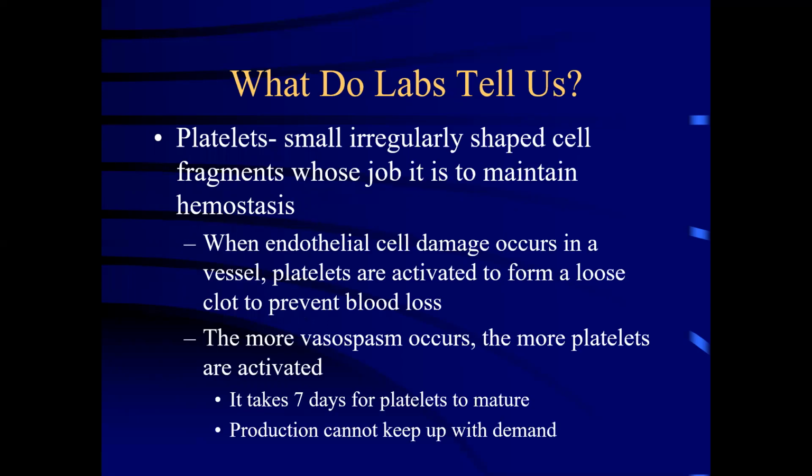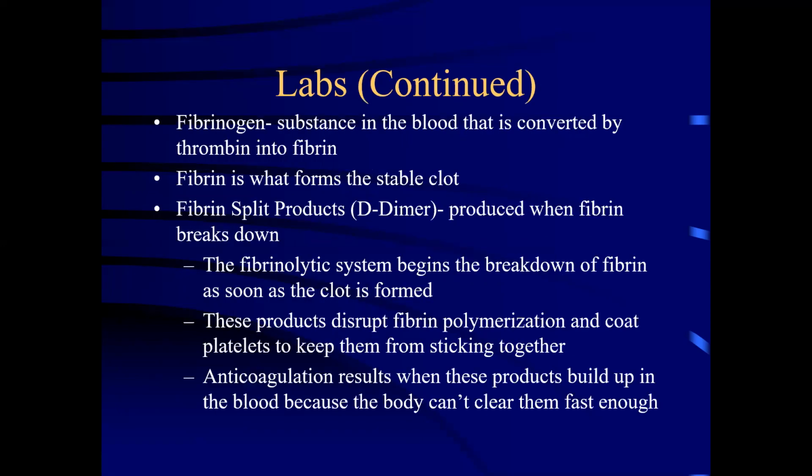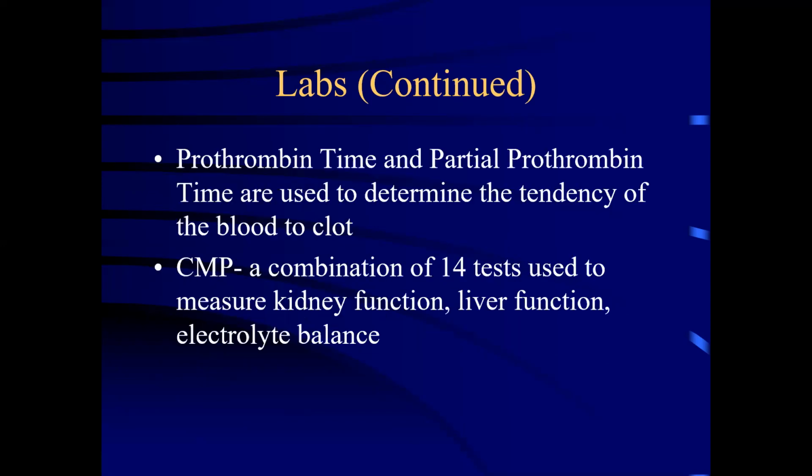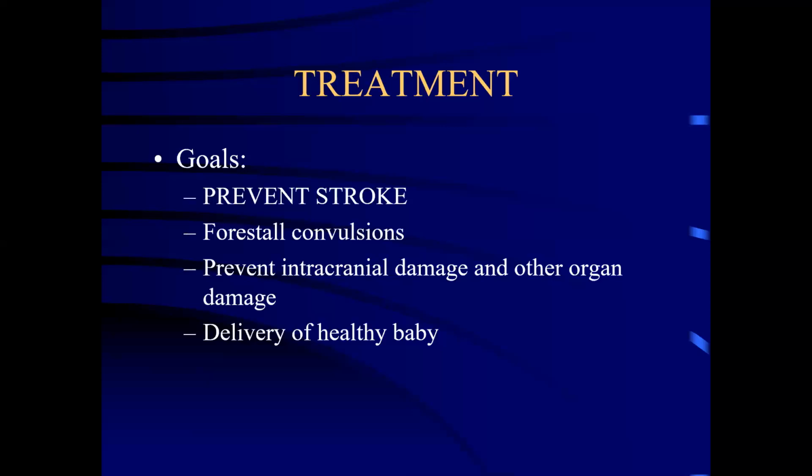So I'm not going to go a lot into the labs because most of us know how the labs work, but you're more than welcome to read these. Looking at platelets, of course, if that drops, then that's indicative. You want to look at fibrinogen because of the anticoagulation status, especially with the platelets dropping. A CMP also adds in the kidney and liver and electrolyte balance.